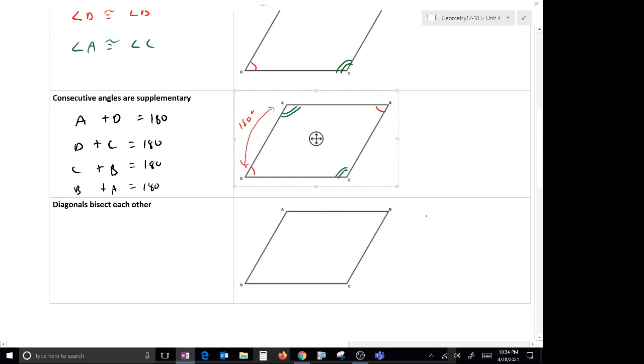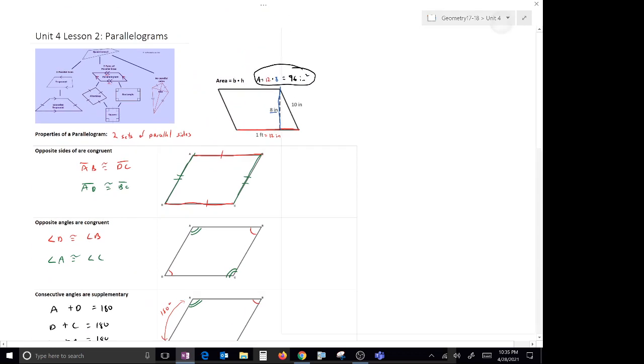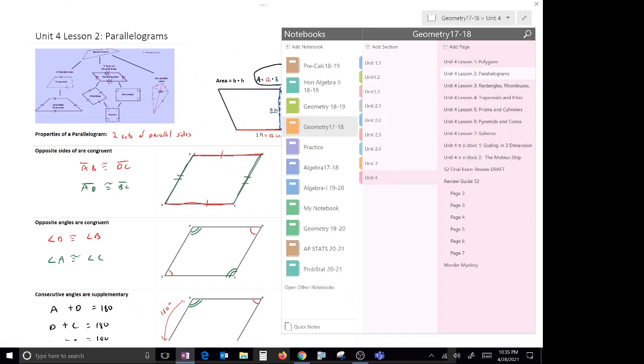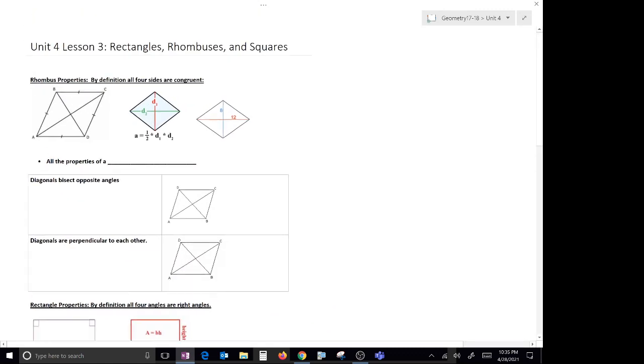And our last property of parallelograms, the diagonals. They're going to bisect each other, and if you remember what bisect means, cut in half. So each of these diagonals is going to get split in half by the other one. So those are parallelogram properties. Let's take a look at the subcategory of parallelograms. So that's our rhombuses, rectangles, and squares.